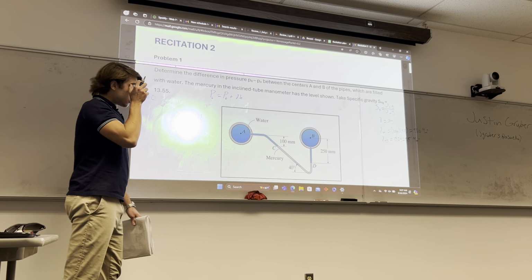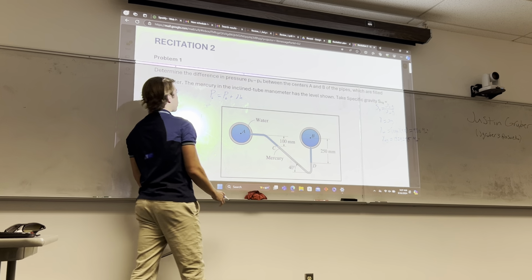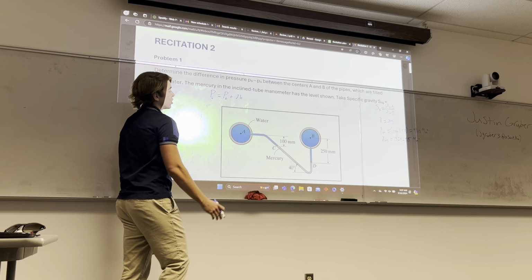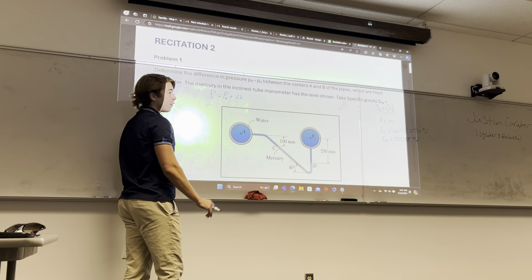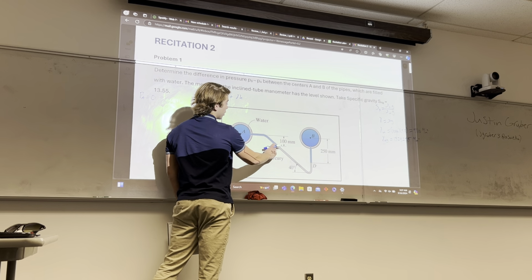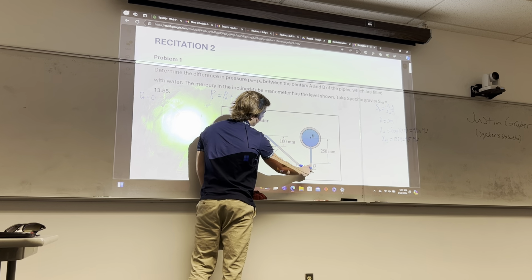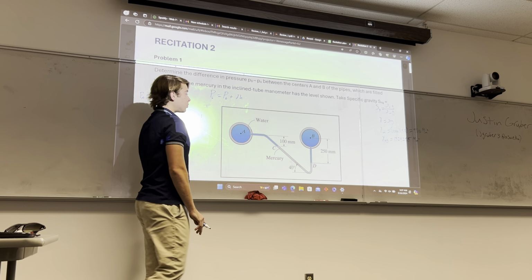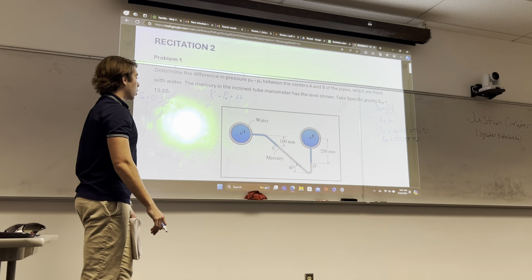So to do these, you find your points of interest, and obviously our pre-prescribed points of interest are points A and B. And then for the other points, you want to find each spot where the fluid changes. So C changes from water to mercury, D changes from mercury back to water. And we want to mark those as our other points. So now we're ready to get going.